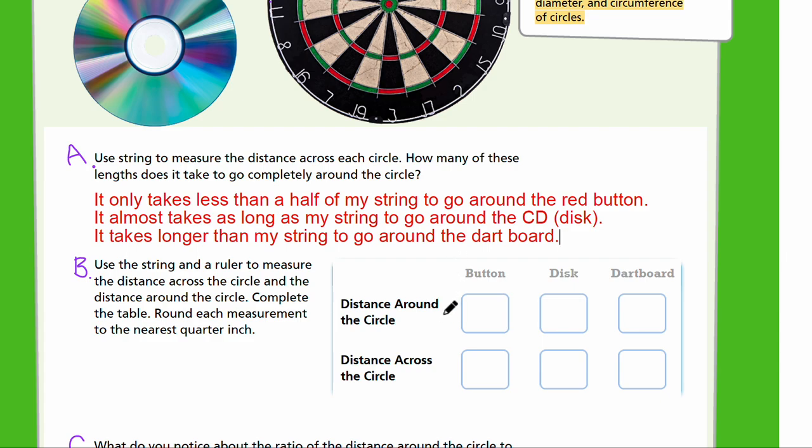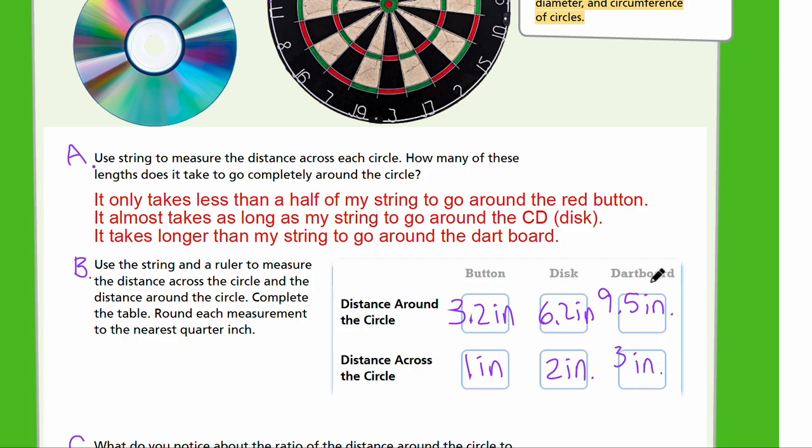So around the button would probably be about 3.2 inches, and then the distance across the circle would probably be about an inch. For the disc, you should probably get around 6.2 inches, and then across the circle around 2 inches. Dartboard, 9.5 inches, and then about 3 inches.